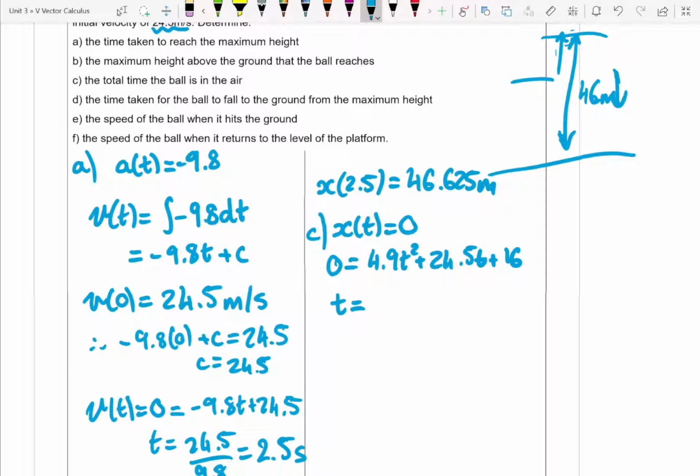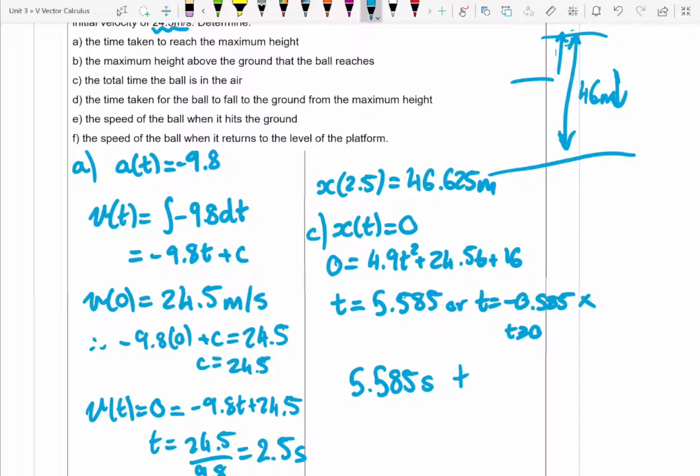So finding the values of t, we're going to get 5.585, or t is equal to negative 0.585. And we know that t is greater than or equal to 0, so we ignore that solution, and we're just looking at that 5.585, and so it's going to take 5.585 seconds to reach the ground.